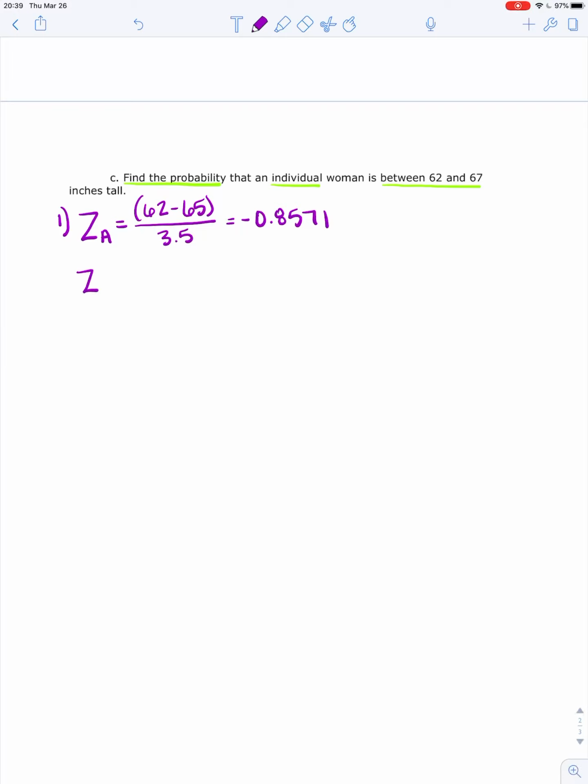And then I'm going to do a second one. I'm going to call that second one ZB. This is really just to keep them separate from each other, but it is going to be really helpful in the future. The fact that I'm already thinking of the smaller z-score as ZA and the larger z-score as ZB is going to help us later on. So 67 minus 65 divided by 3.5 gives us 2 over 3.5, which is 0.5714.